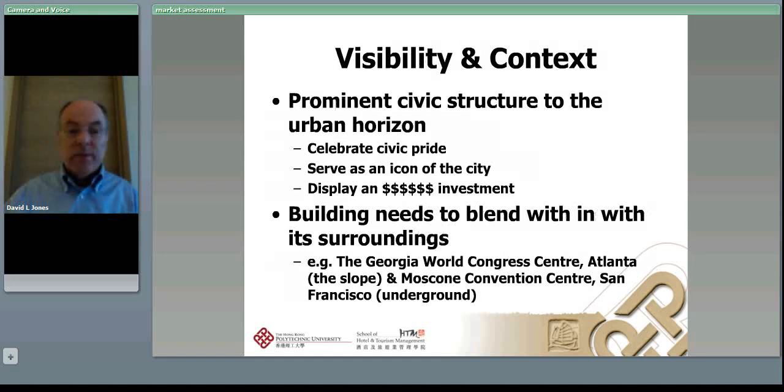Visibility and context. Here, what we're saying is, you know, a prominent civic structure on the horizon. You're seeing more iconic buildings being built for the city, celebrating civic pride. Ottawa in Canada is an example where they came back and built a facility of that nature to highlight the city. They also need to blend in with the surroundings. I'll show you an example here, something like the Georgia World Congress Center in Atlanta, or the Moscone Center, where the north and south facilities are built mostly underground so that they don't create any kind of visual aspect in terms of the line of sight in the city.